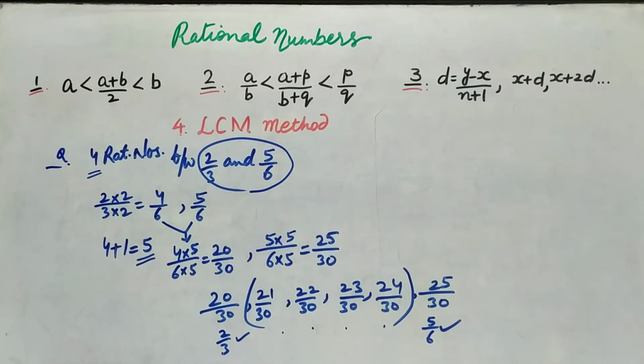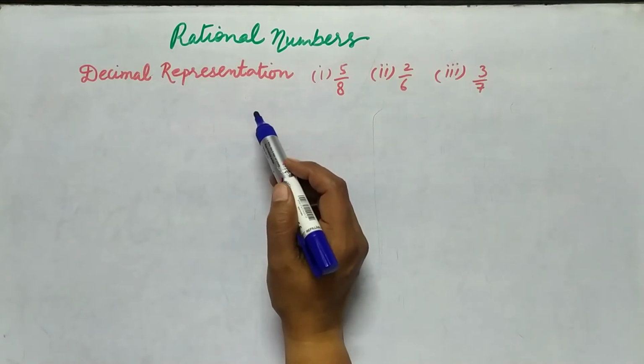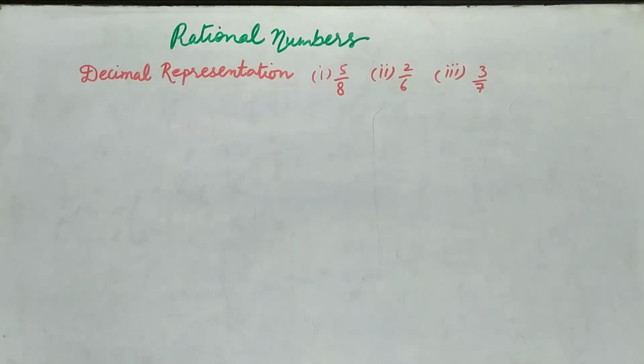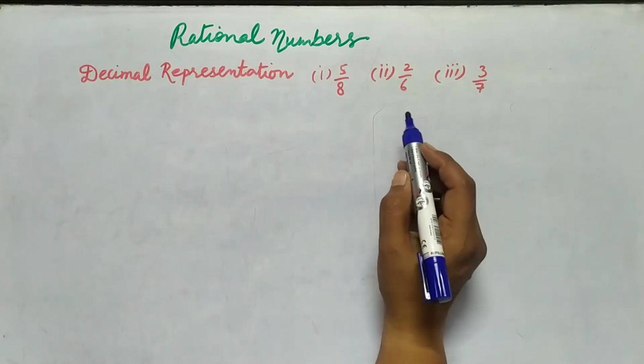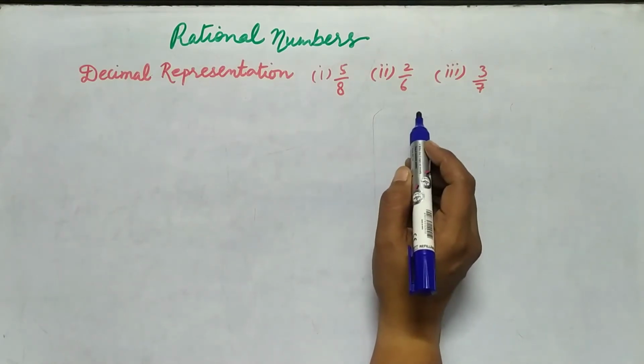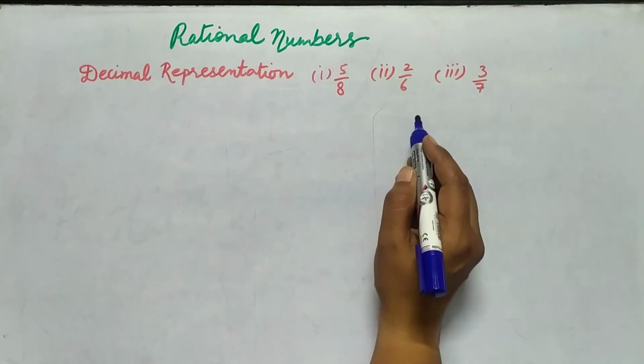Now we proceed towards the next topic, the decimal representation of a rational number. The decimal representation of rational numbers helps us to distinguish between rational and irrational numbers. We are taking these three examples. Let us divide all of these and make them decimals. Then we will discuss their types.